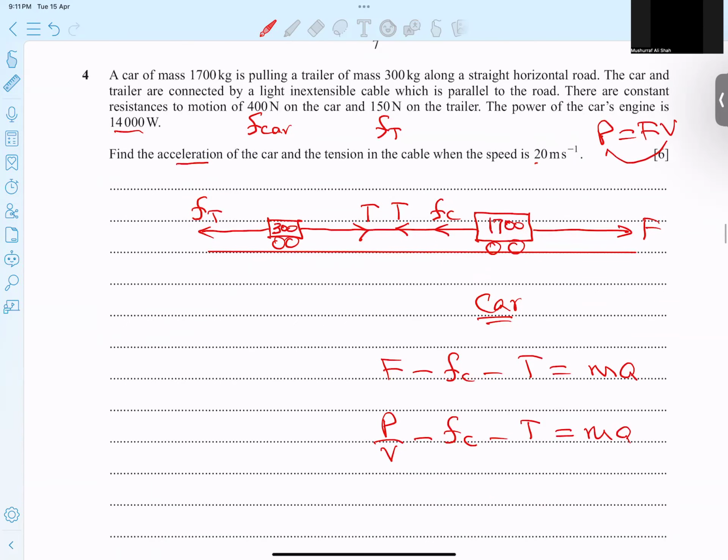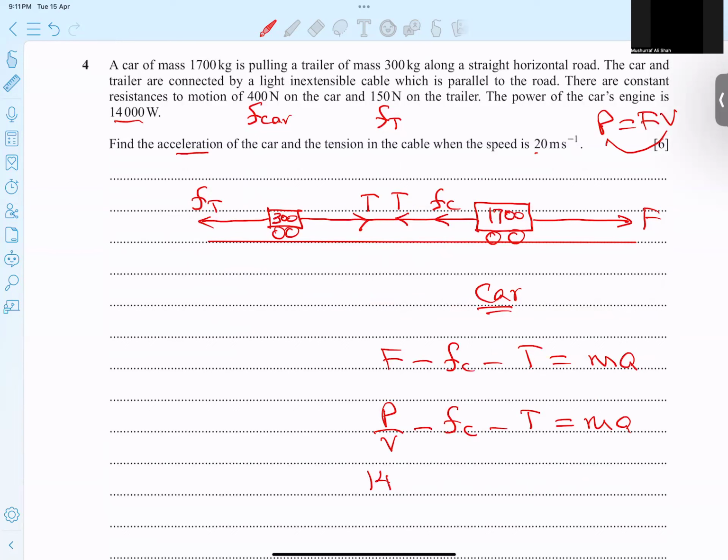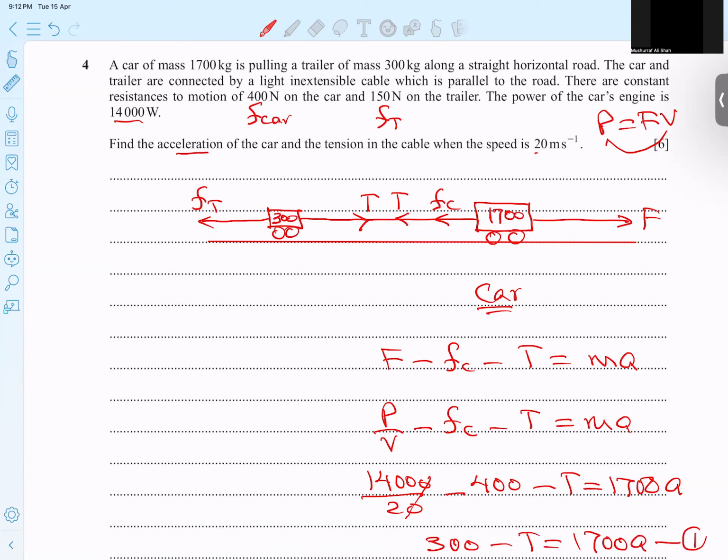Okay, now I'm going to plug in the values. Power is 14,000. Speed is 20. Friction on the car is 400. Tension, I don't know. Mass of the car is 1700 into A. And if we type this in the calculator, these two things I'm calculating. So this is 700 minus 400, 300. So 300 minus tension equals 1700 times 2A, equation number 1 done.